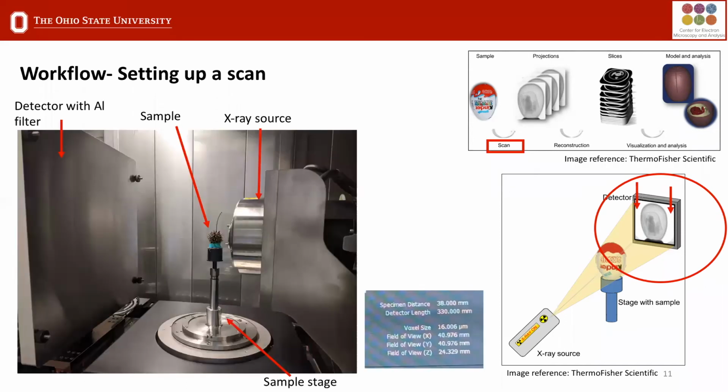Now back to our sample. Once the sample is mounted, it can be placed in the microCT. In this photo, you can see our sample, the X-ray source, the sample stage, and the detector. When setting this scan on the HeliScan, I used a sample distance of 38 millimeters and a detector length of 330 millimeters. I also added a filter to the detector, and that's a silver plate you can see just at the arrow where it says detector with aluminium filter.